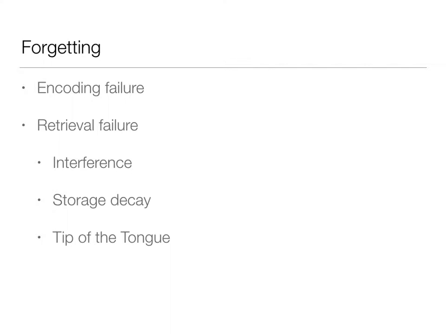The first of which is encoding failure. That just means that it didn't get into memory right. Somehow it didn't get encoded properly, and that's why we can't remember it. The other kind that we're going to talk about is retrieval failure, where something is keeping us from being able to retrieve that information. And there are three different kinds that we're going to talk about: interference, storage decay, and tip of the tongue phenomenon.